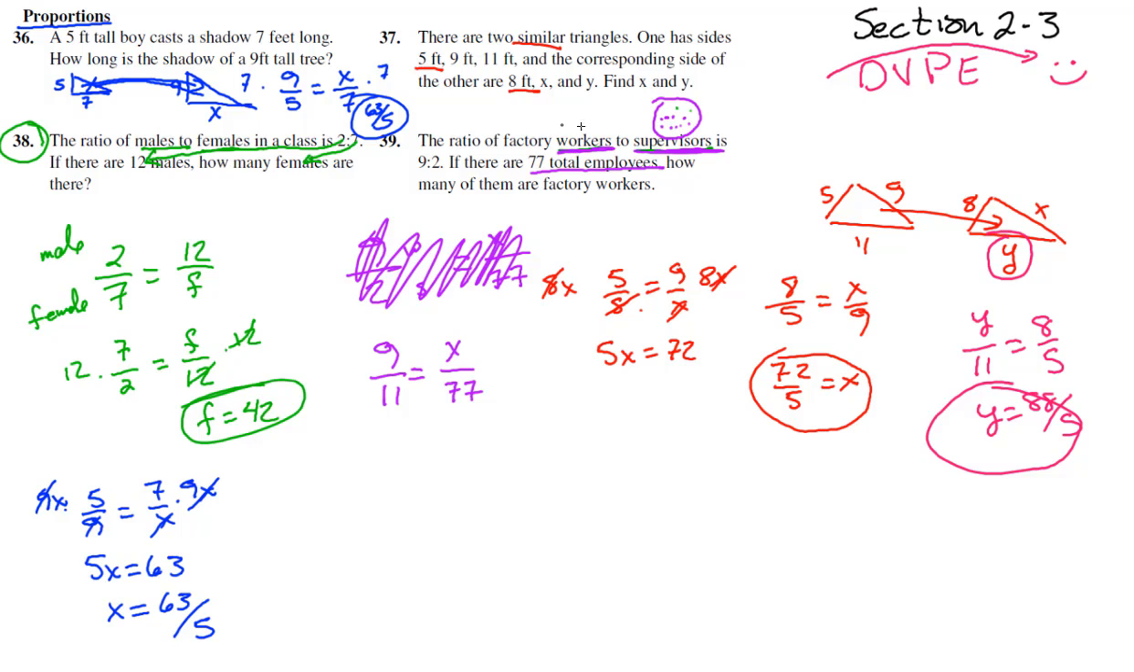We can do this because they were starting to try to compare apples to oranges, and that wasn't working. So now we have workers to total employees, workers to total employees, times by 77, times by 77, and we get X equals, let me see, 77 divided by 11 is 63. Oh, that's right. Now if they asked how many supervisors, there are 77 total employees, so it'd be 63. So times by 7, 63, and 14. Excellent.